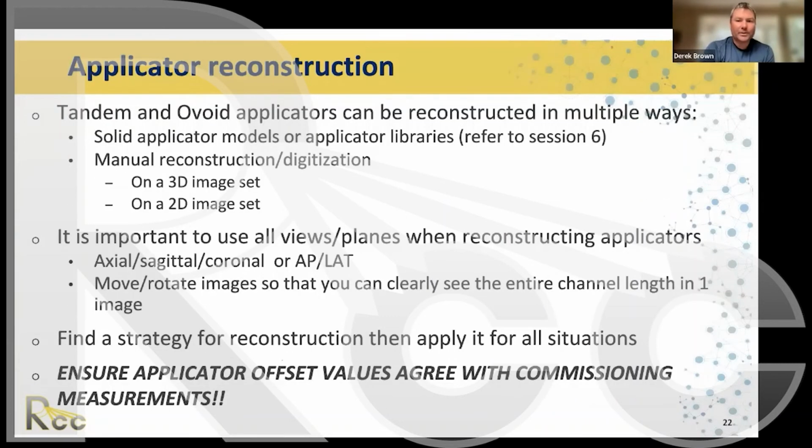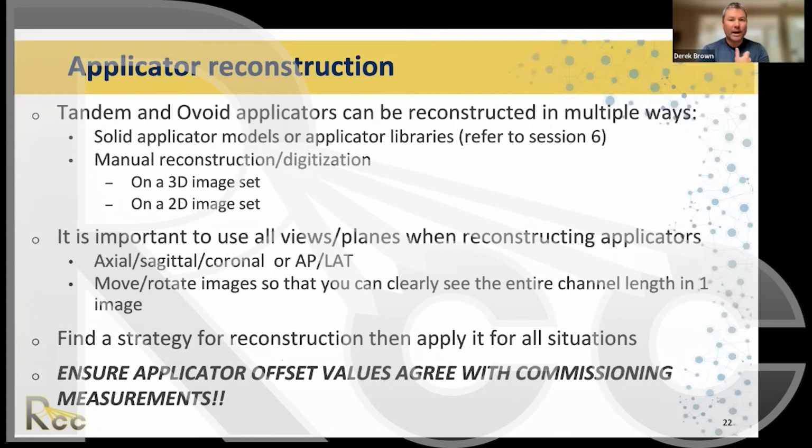Okay, applicator reconstruction. So we've inserted the device in the patient. We've taken them over to the CT scanner or MR scanner. We've acquired three-dimensional images. We get our patient back into the treatment room, and then we're going to get to work digitizing and contouring and treatment planning, right?